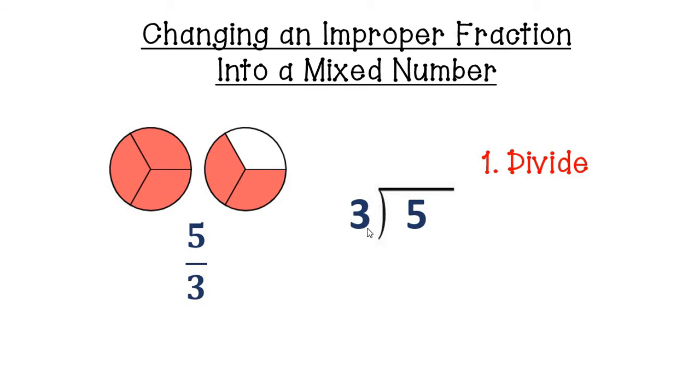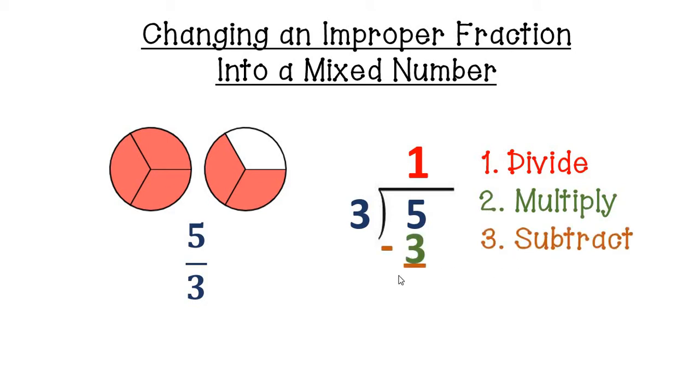How many groups of 3 can we make if we have 5 slices of pizza? So the division problem here, I can make one whole, then I multiply 1 times 3 is 3, then I subtract, 5 minus 3 is 2, and that remainder, instead of just writing R2, gets written as a fraction. I have 2 slices left over out of 3 total. So that's how we would mathematically find the mixed number for this improper fraction.